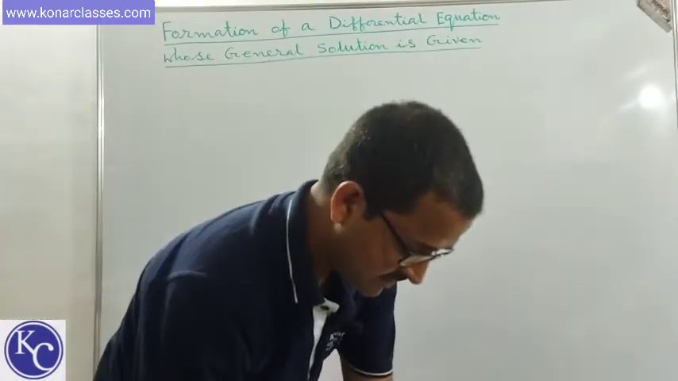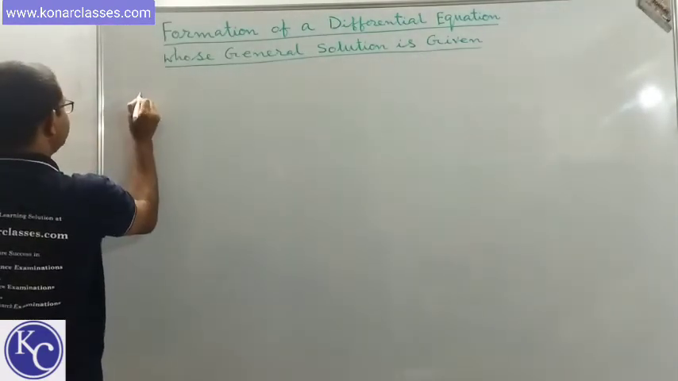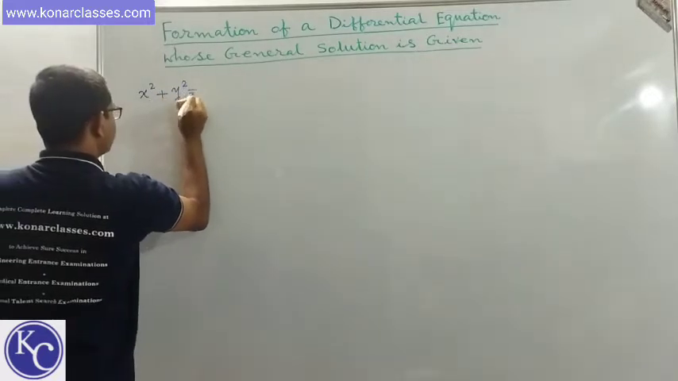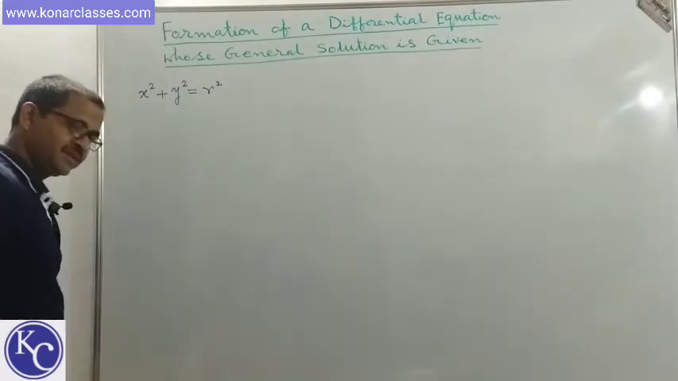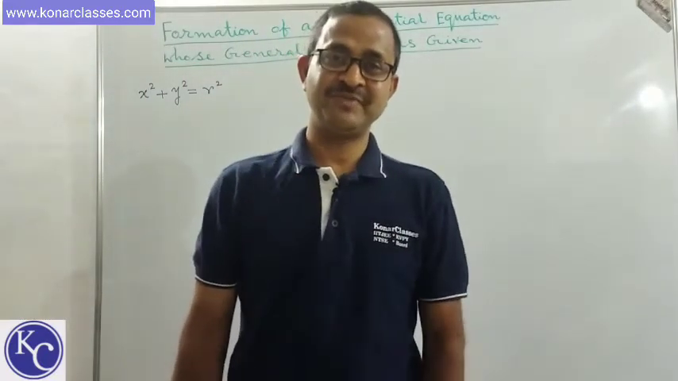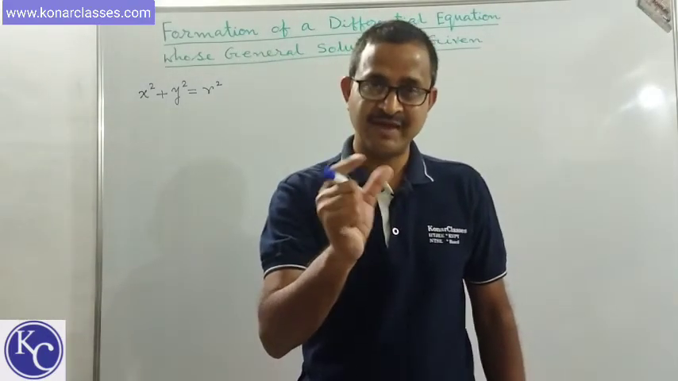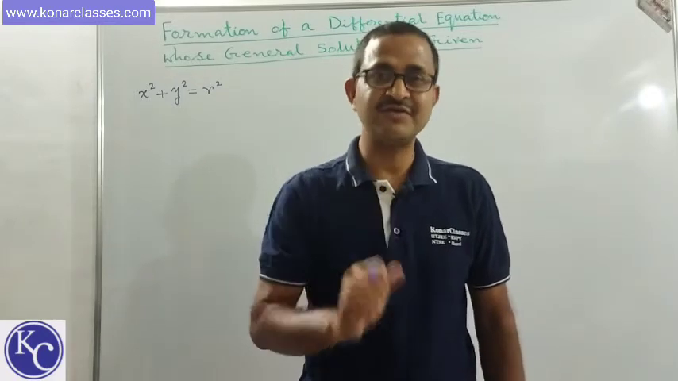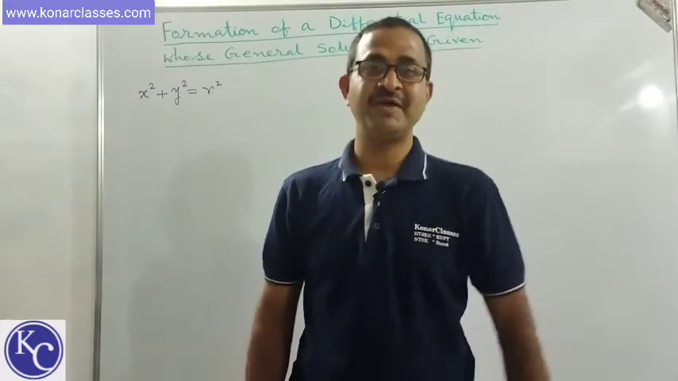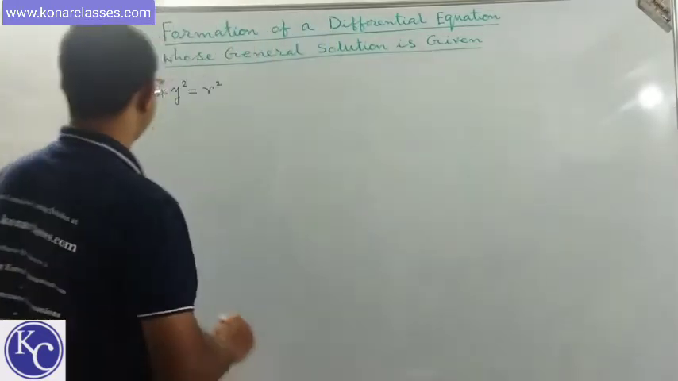So let us write this general solution. x square plus y square is equal to r square. So this is the equation of a circle having center at the origin and having radius r unit. Now you can vary r, and as you vary r you will get different circles, all having the same center, that is at the origin, but radius different. So that becomes a family of circles having center at the origin.